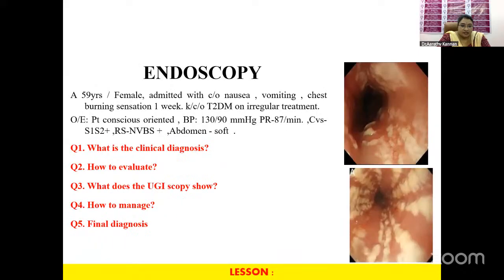Next, we had a 59-year-old female who was admitted with complaints of nausea, vomiting, and chest burning sensation for the past 1 week. She is a known diabetic on irregular treatment. Her vitals were stable. With this history, what will be your clinical diagnosis? How will you proceed to evaluate her?